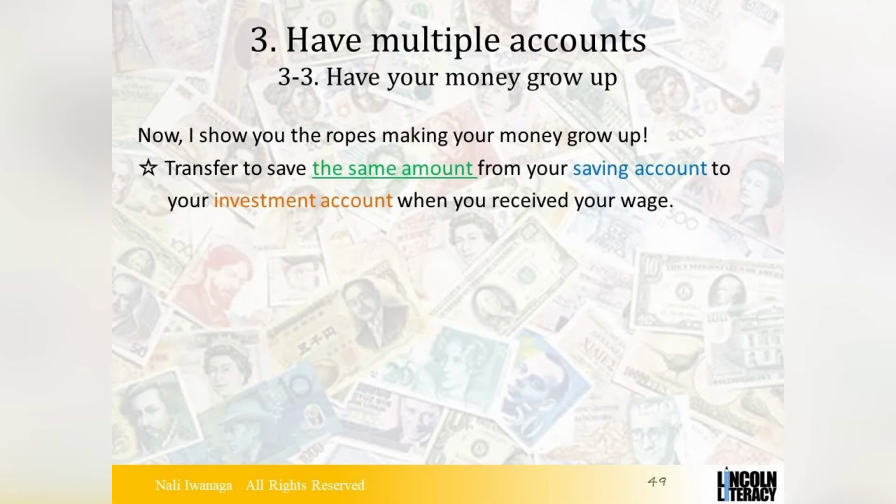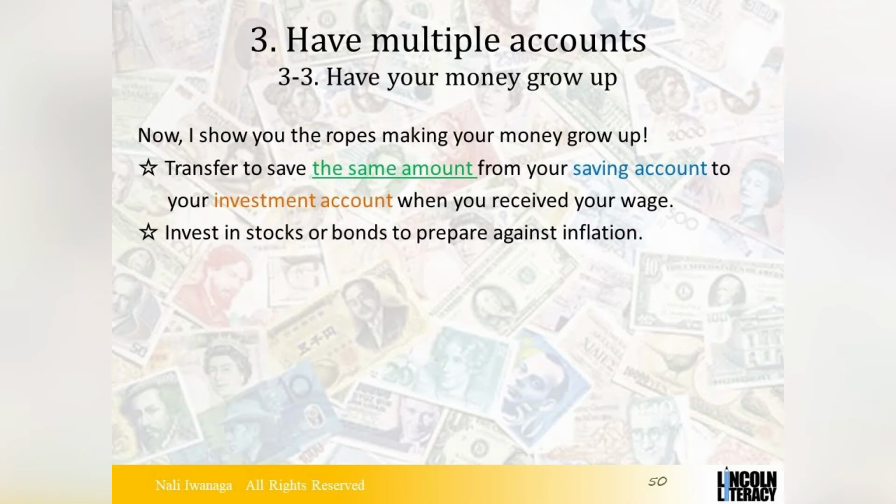Now I show you the ropes of making your money grow up. Transfer the same amount from your saving account to your investment account when you receive your wage. Invest in stocks or bonds to prepare against inflation.